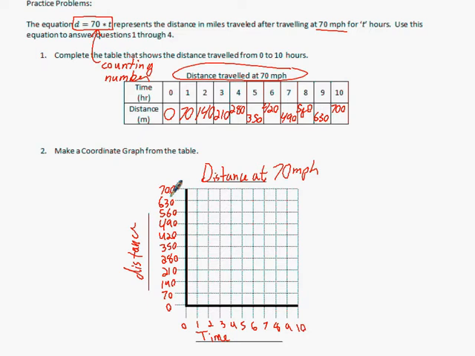Time to graph. We only graph one thing, so we don't have to change up the colors. Now, at 0 hours, we're at 0. At 1 hour, we're at 70. We set it up so that all we have to do is worry about hitting the corners, because this is counting by 70s, and so is our table. And there is our graph for D equals 70 times time.